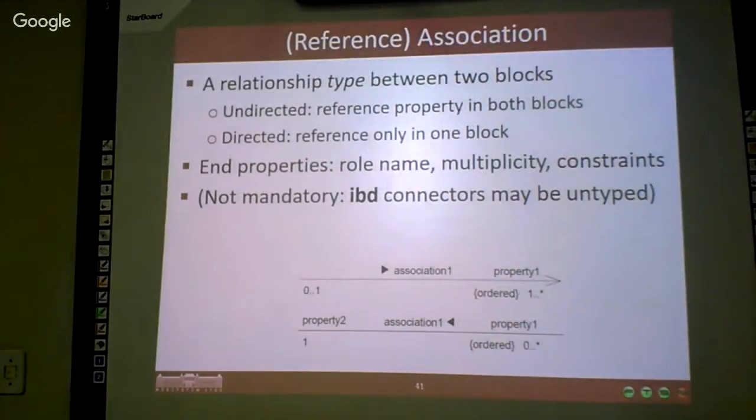And blocks can have associations to each other, and an association or reference is a relationship type between two blocks. It can be undirected, that means that there is a reference property in both blocks, or directed, that means it is a reference only in one block to the other. So this is quite similar to UML. This is how you navigate through the associations. And similarly to UML, we can use end properties such as role name, multiplicity, and constraints, as you can see here.